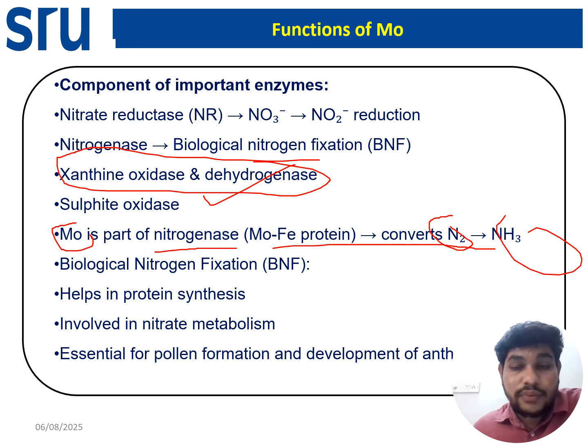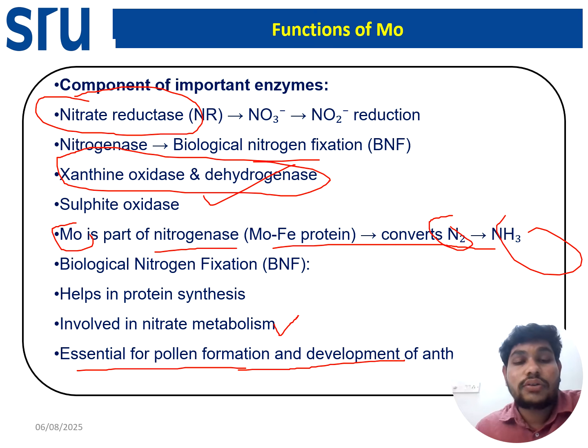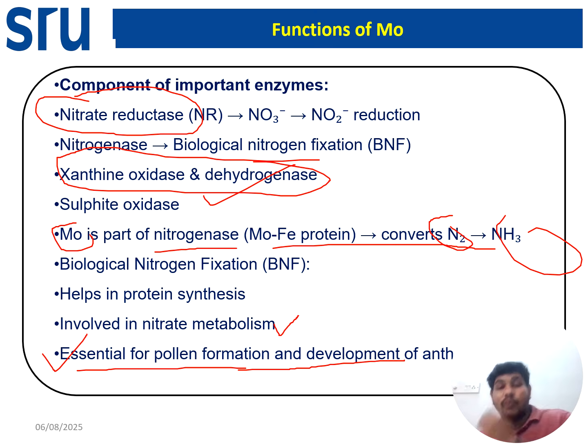It will also help in protein formation. Then it is involved in nitrate metabolism, that is, through the activity of nitrate reductase. It takes part in the nitrate metabolism. So it plays a very essential role in pollen formation and development of the anther. Without molybdenum, pollen formation and development of the anther are incomplete.